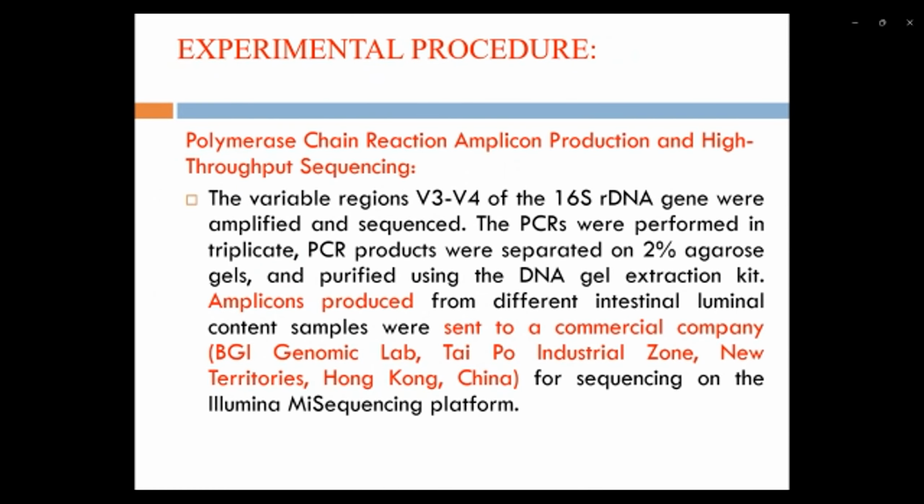The variable region V3-V4 of the 16S rDNA gene was amplified and sequenced. PCRs were performed in triplicate. The PCR products were separated on 2% agarose gel and purified using a DNA gel extraction kit. Amplicons produced from different intestinal luminal content samples were sent to a commercial company, BGI Genomic Lab, China, for sequencing on the Illumina MiSeq platform.